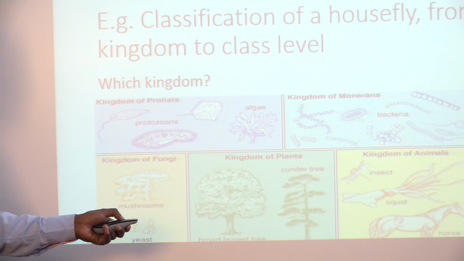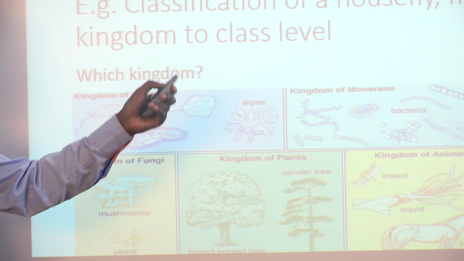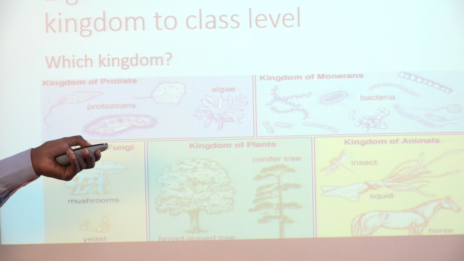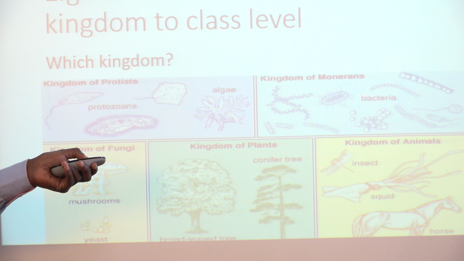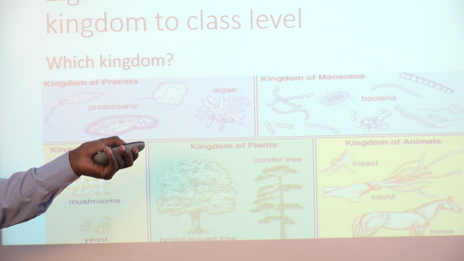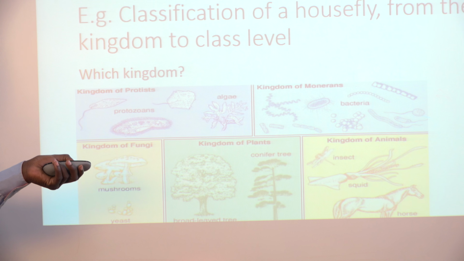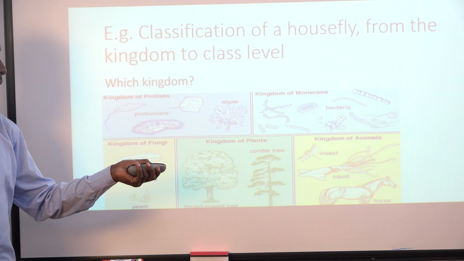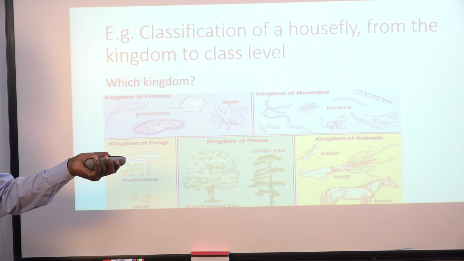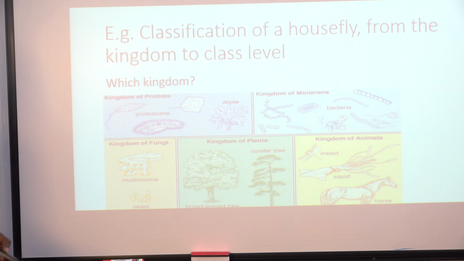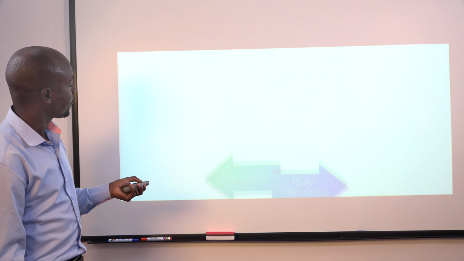Can we put a housefly in kingdom Plantae? No, we cannot, because plants make their own food. A housefly cannot make its own food. Can we put a housefly in kingdom Monera? These are bacteria. A housefly cannot belong in this group because these are microscopic organisms. A housefly is a multicellular organism. And of course now, a housefly is put in kingdom Animalia, where you find multicellular organisms, a group of organisms made up of many cells. And of course, they are heterotrophs, organisms which feed on other organisms.